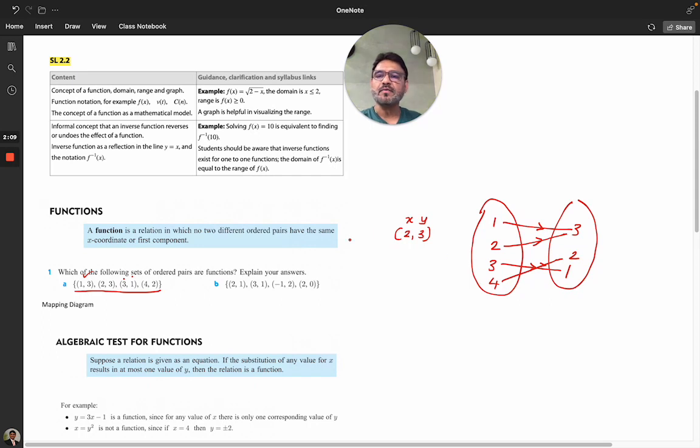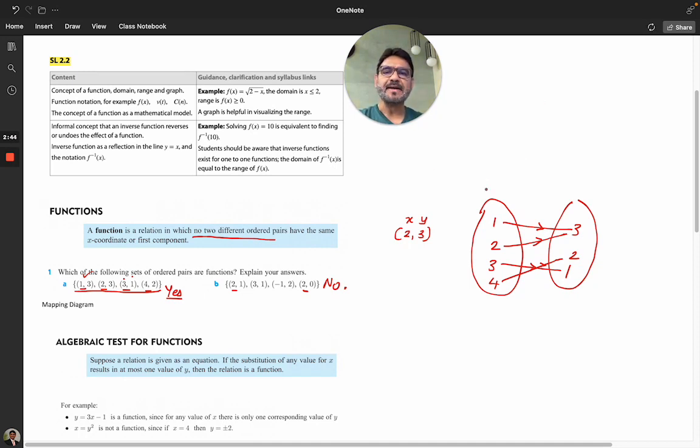Now let's read the definition again. A function is a relation in which no two different ordered pairs have the same x coordinate. Look at the x coordinates of each of them. If they don't have the same x coordinate, it is a function. So yes, this is a function. In this case, look at the first component. Here and here, same first component. No, it's not a function. Very simple. So remember that generally they don't ask you this. This is very conceptual foundational knowledge which is useful at times.